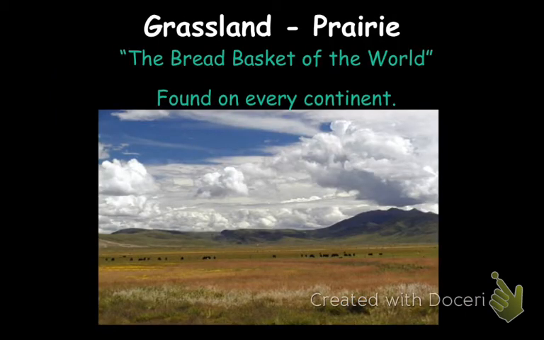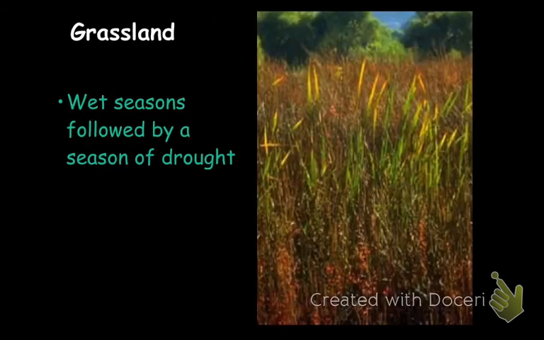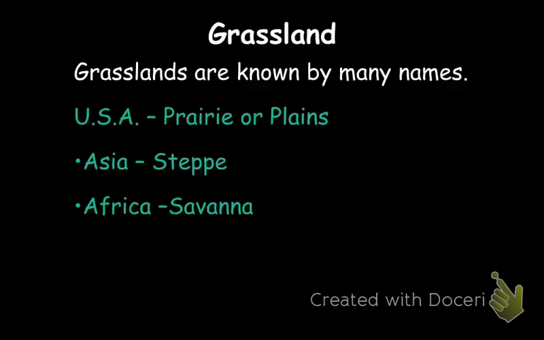Then we have our grassland. These are the prairies of the world, and also known as the bread basket. They're found on every continent. They're called the bread basket because they have really good soil for growing plants. So that's where we grow a lot of our wheat and rye and things like that. So in the U.S., we call them a prairie or the plain. You may think like Little House on the Prairie. That's where it would have been located.